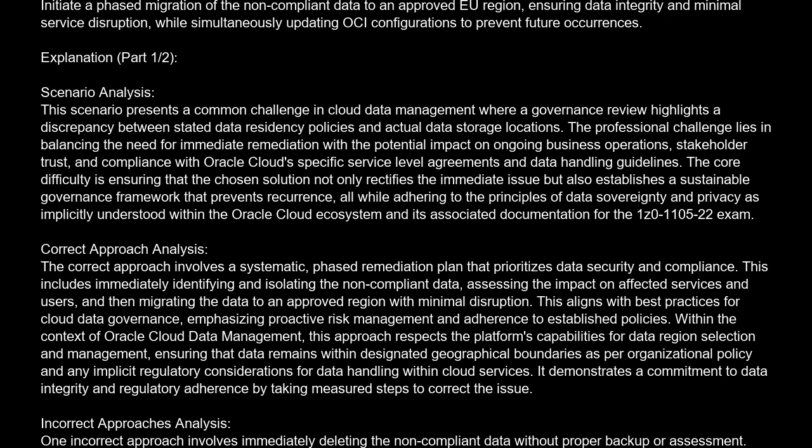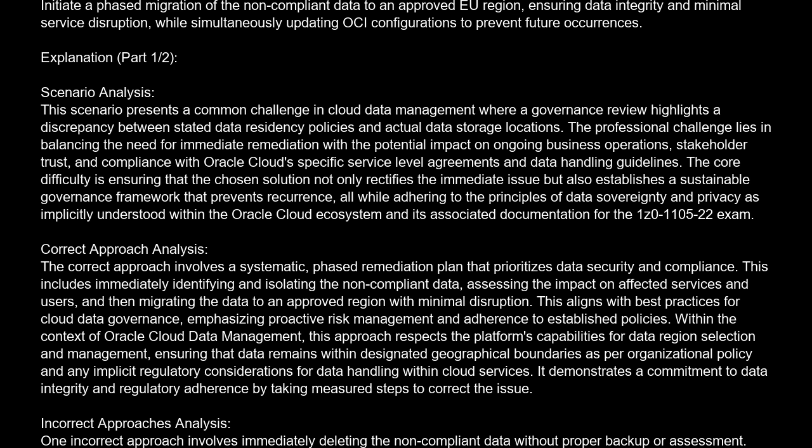The professional challenge lies in balancing the need for immediate remediation with the potential impact on ongoing business operations, stakeholder trust, and compliance with Oracle Cloud's specific service level agreements and data handling guidelines. The core difficulty is ensuring that the chosen solution not only rectifies the immediate issue, but also establishes a sustainable governance framework that prevents recurrence.